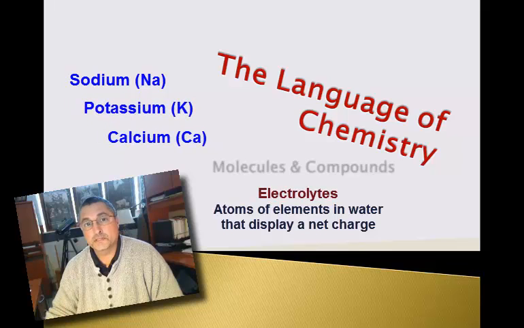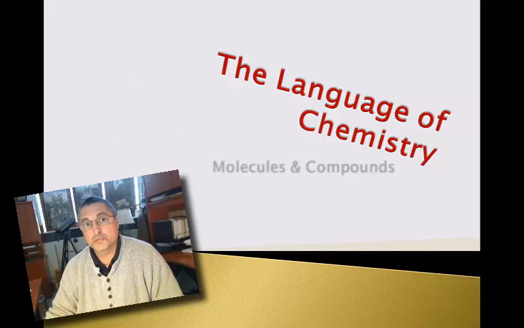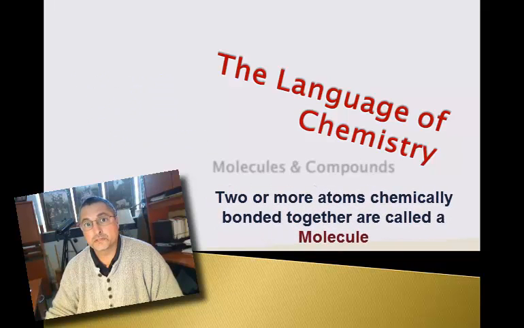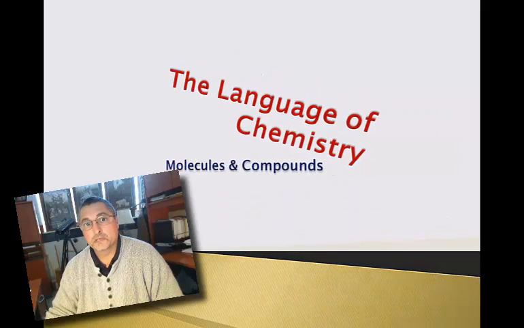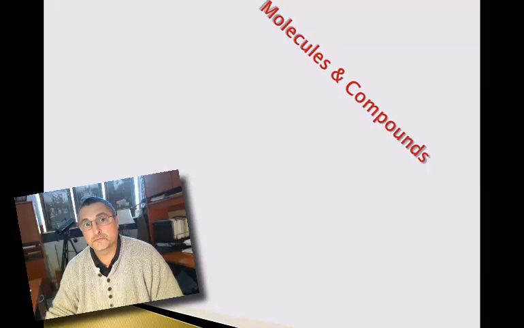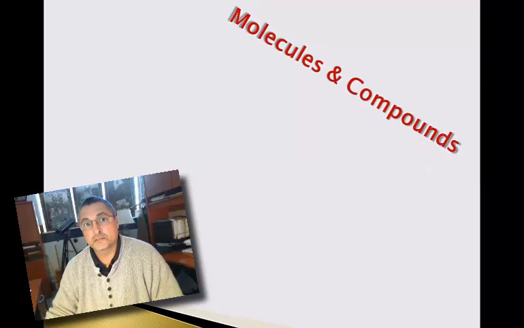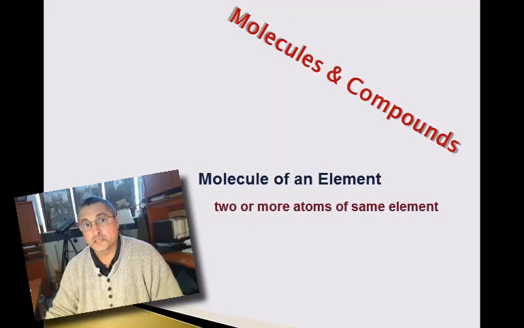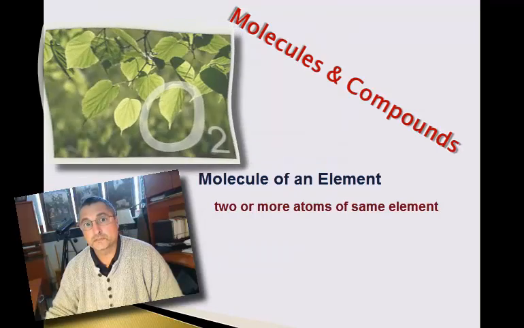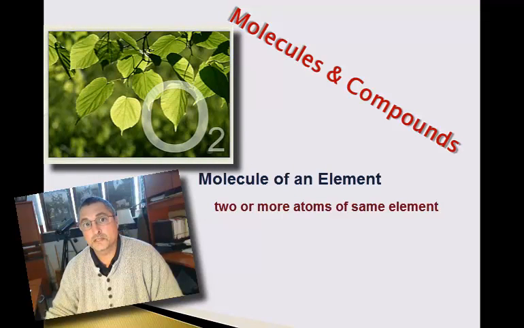We find, though, that these same atoms of elements will chemically bond together to make larger structures. These larger structures are known as molecules. There are two types of molecules found in our body. There are molecules of an element, in which we find that two or more atoms of the same element chemically bond together to make a molecule. An example of that would be oxygen. Oxygen gas has two individual oxygen atoms chemically bonded together.